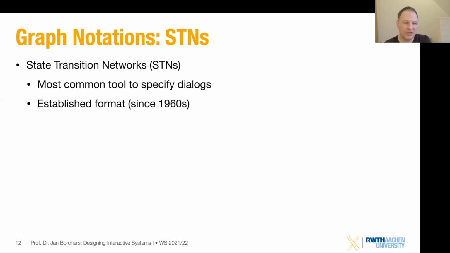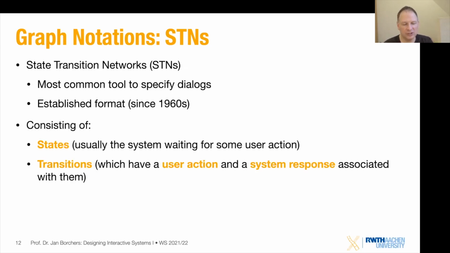So state transition networks are a really old tool in the computer scientist's toolbox, right? They've been around since the 1960s, and they have been one of the most common tools to simply specify dialogues. And they do a pretty good job at that. That's actually quite interesting. So let's take a look at how they work. Well, as you all know, a state transition network or a finite state machine or an automaton consists of states and transitions, right? You know, bubbles and arcs between those bubbles, arrows between the bubbles.